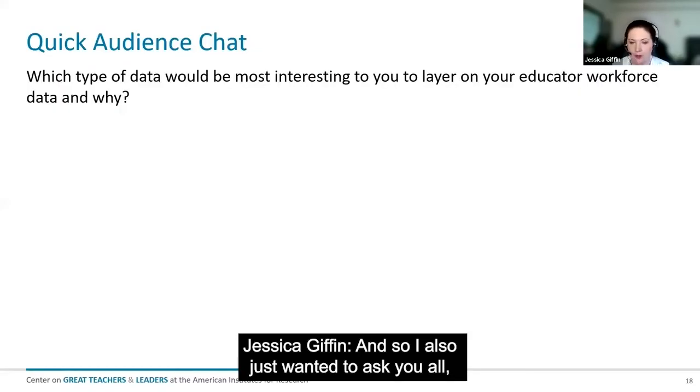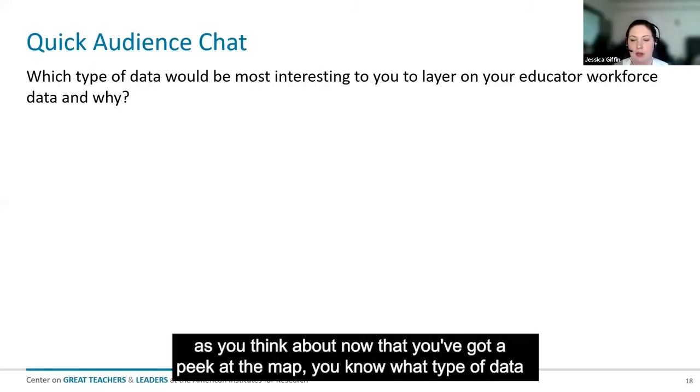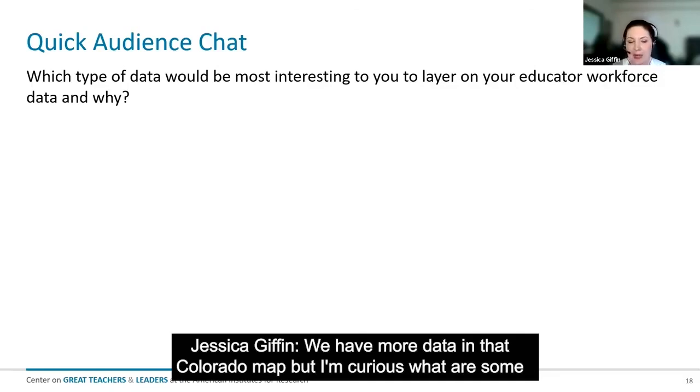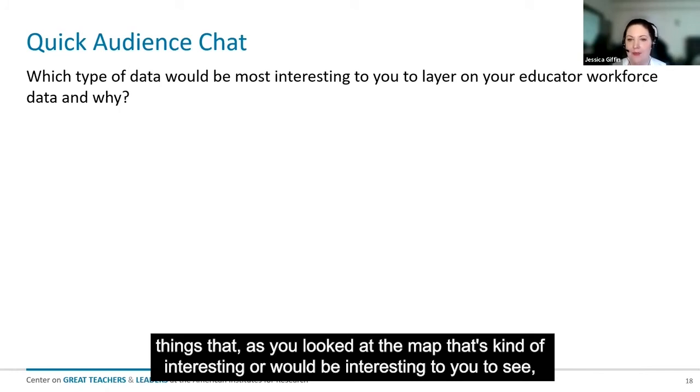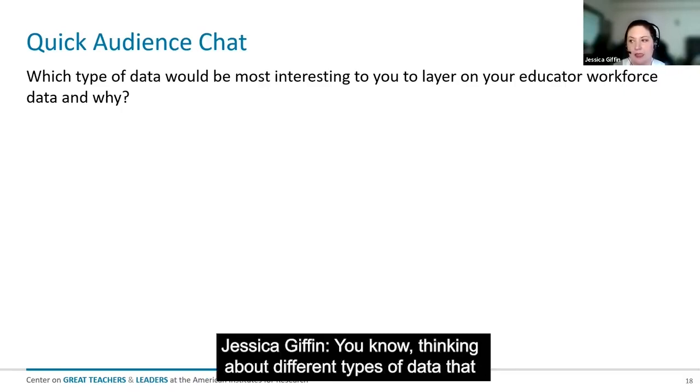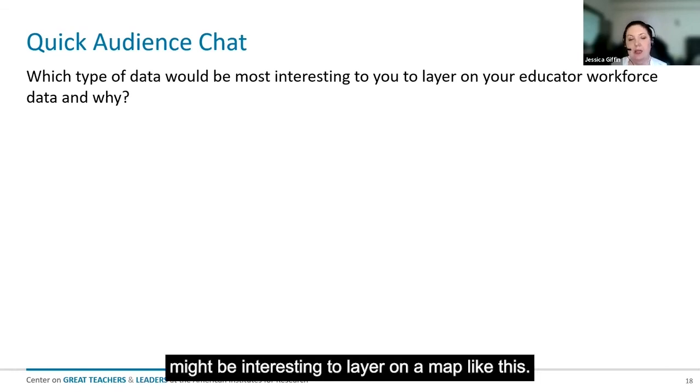And so I also just wanted to ask you all, now that you've got a peek at the map, what type of data would be most interesting to you to layer on your educator workforce data, and why? We have more data in that Colorado map, but I'm curious, as you looked at the map, what are some things that would be interesting to you to see on top of your educator workforce data, and why? So if you can answer that question in the chat box. Thinking about different types of data that might be interesting to layer on a map like this.